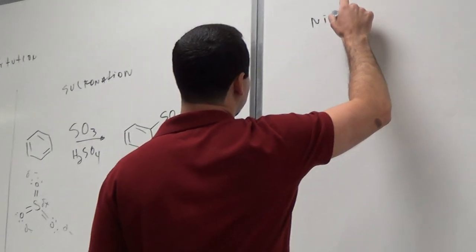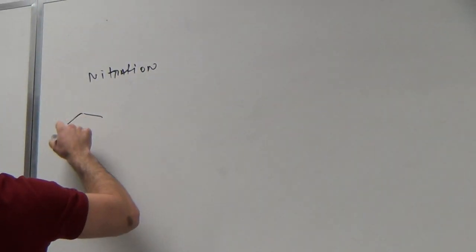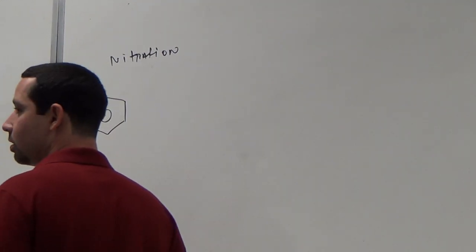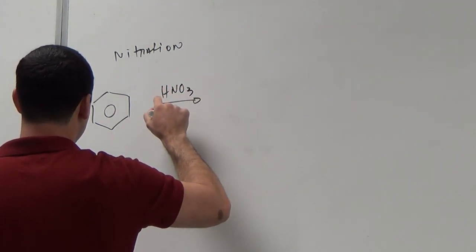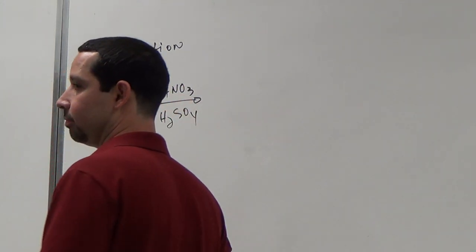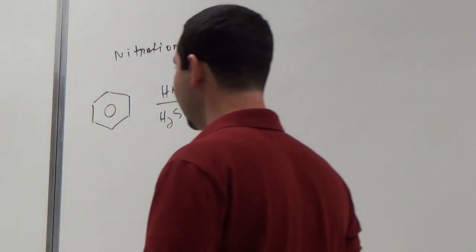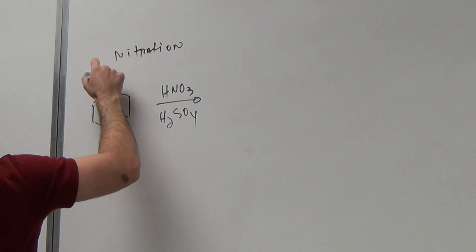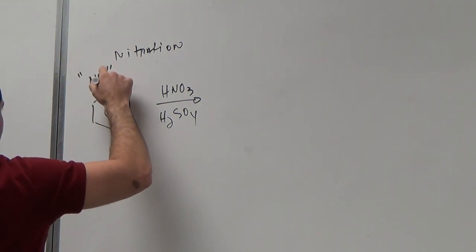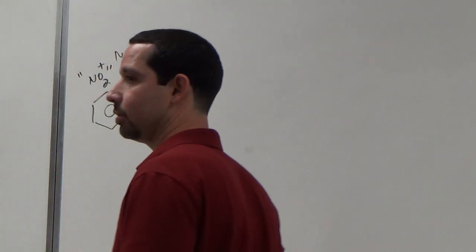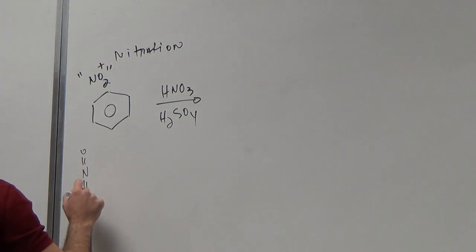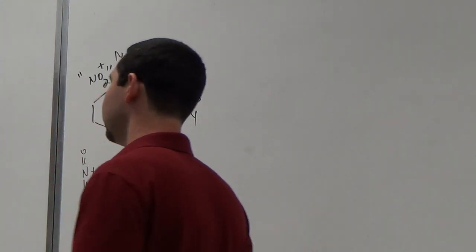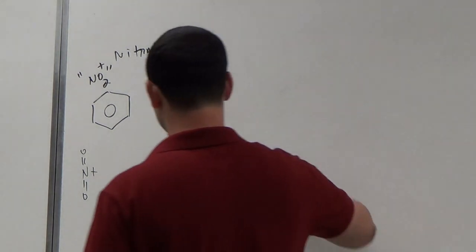Nitration. Guys, I'm getting tired of writing the double bond inside all the time, okay? Now you gotta get used to this. Nitration is nitric acid with sulfuric acid. The nitric acid with the sulfuric acid will create the electrophile NO2+. NO2+ is going to look like this. That's the electrophile. And what is the product going to be? NO2.